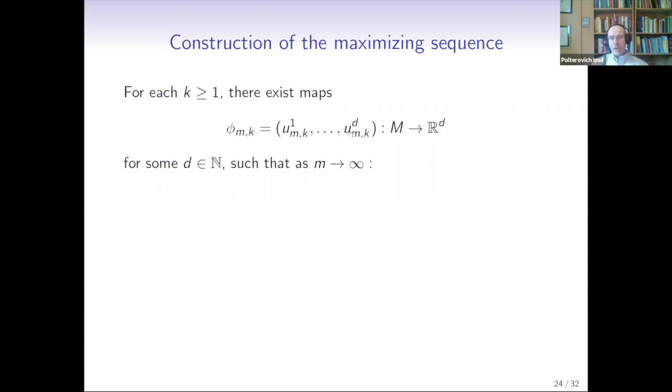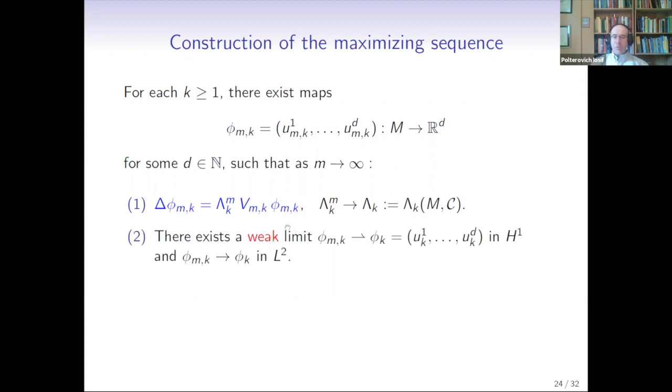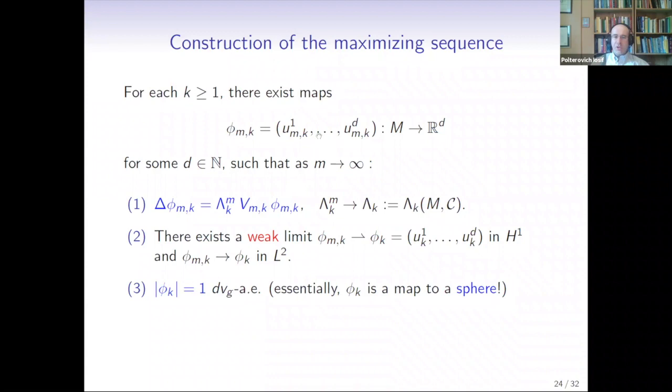So you have a sequence of maps from your surface into Euclidean space of some dimension d, which has the following features. First of all, these maps are solutions of our eigenvalue problem, and the corresponding lambda k m, the corresponding maximizers, converge to the maximizer of the eigenvalue in the conformal class. There exists a weak limit of those maps to some map phi k. This is a weak limit in H1, and there exists a limit also in L2. The absolute values of those phi k are equal to 1. That essentially means that we get a map into a sphere. Again, not so surprising, given that we know that the maximizer should be a map into a sphere.